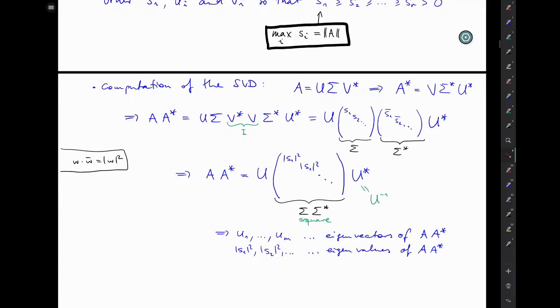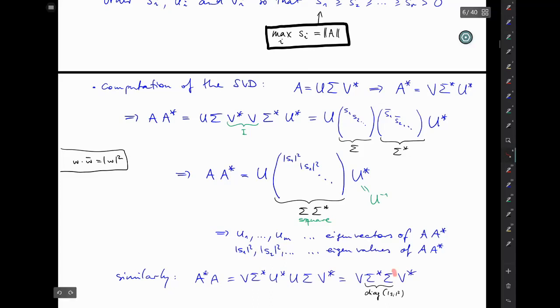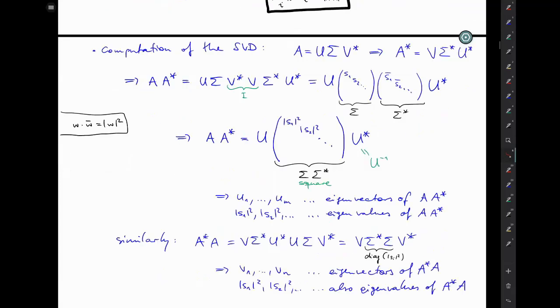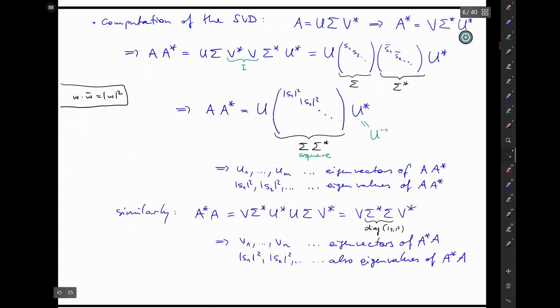Now similarly, if you multiply A and A star the other way around, you get pretty much the same diagonal matrix here, and this time your eigenvectors are the little v's. So that shows you that in the end your singular values are only determined up to modulus and then squared.